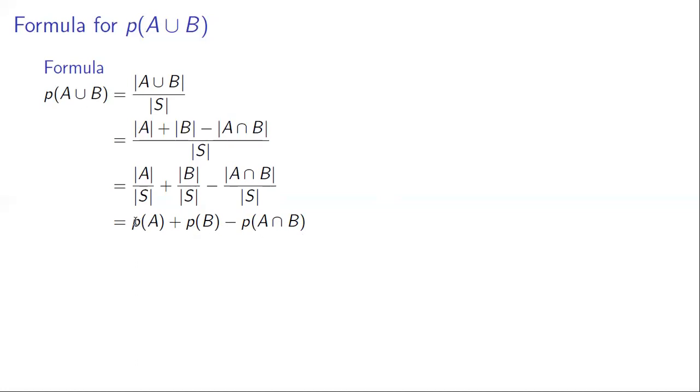Now, of course, we still have to figure out what these three things are. But in many examples, it is relatively easy to figure out what these three things are, and it is difficult to figure out directly what this is. So this formula is very handy. If I can't figure out directly what probability of A union B is by counting, but I do have an easy time with these three, then I can use this formula.